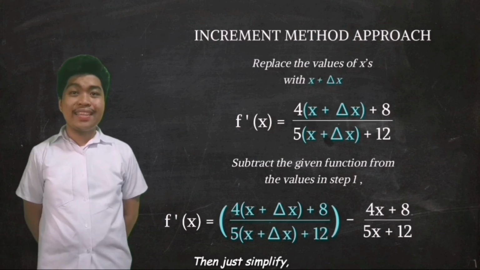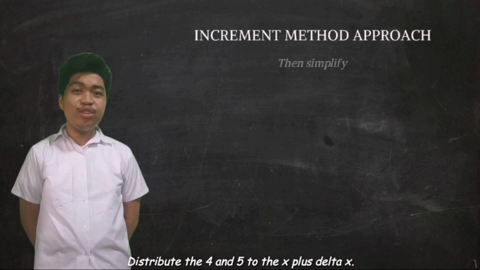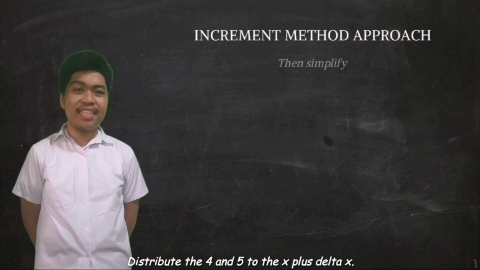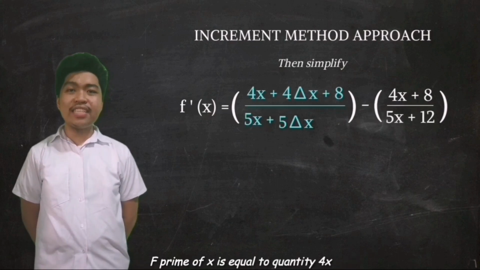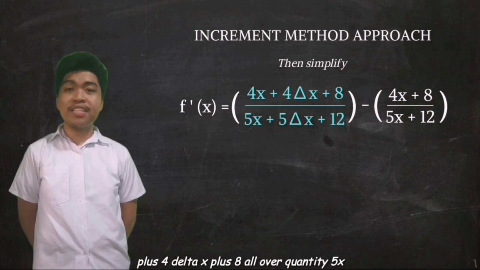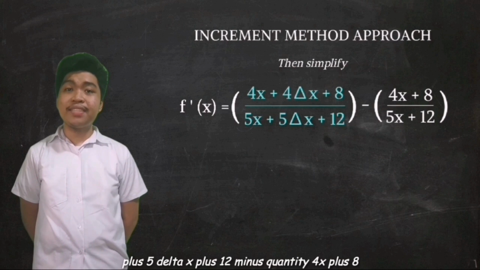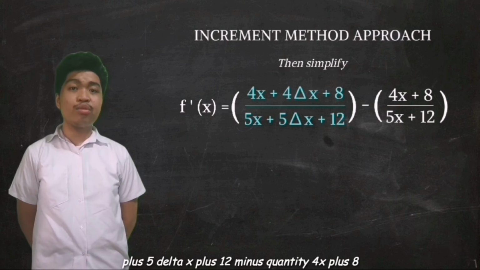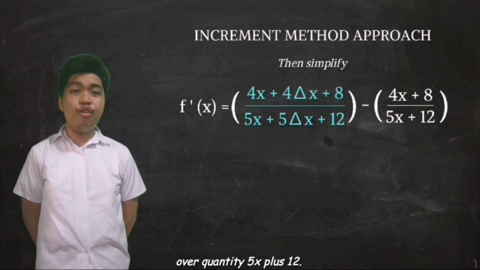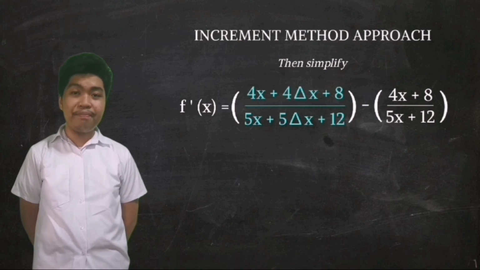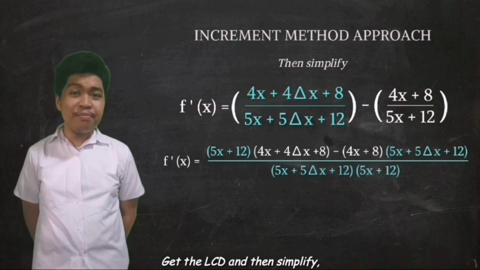Then just simplify. Distribute the 4 and 5 to the x plus delta x. F prime of x is equal to quantity 4x plus 4 delta x plus 8 all over quantity 5x plus 5 delta x plus 12 minus quantity 4x plus 8 over quantity 5x plus 12. Get the LCD and then simplify.